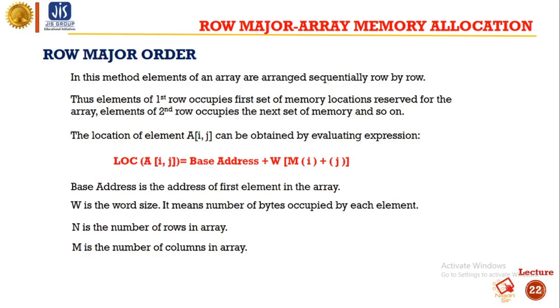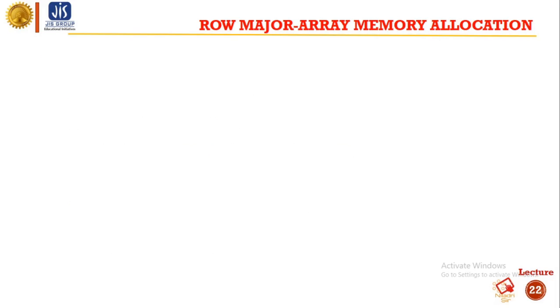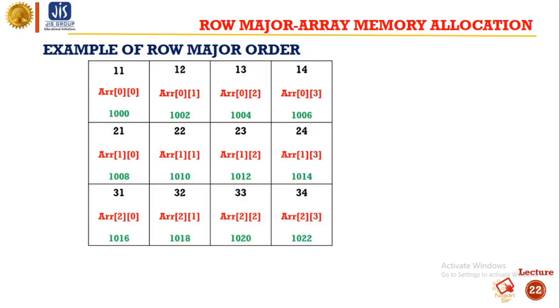So let's check how to find the location of an array element in an array using row major order. As you can see, this is the pictorial representation. A00 means the first element of the matrix.